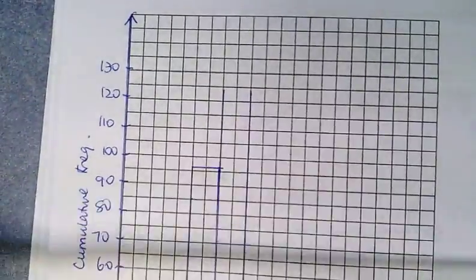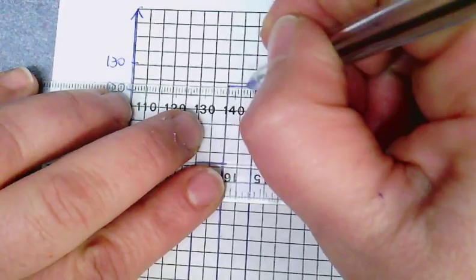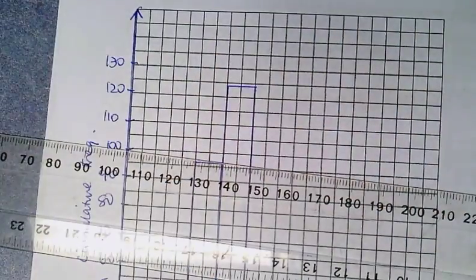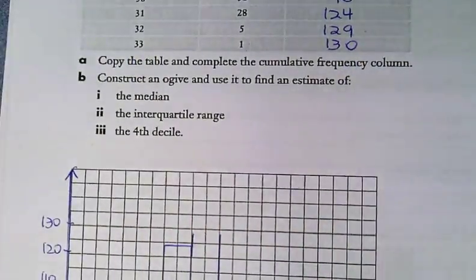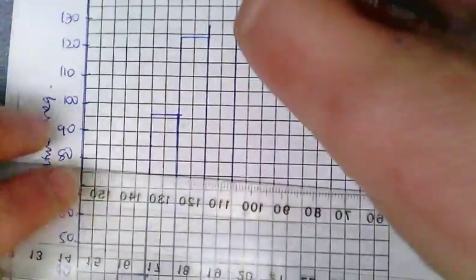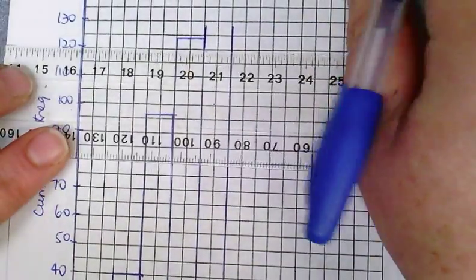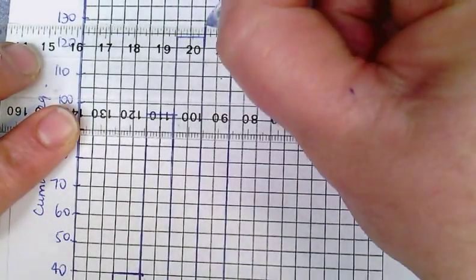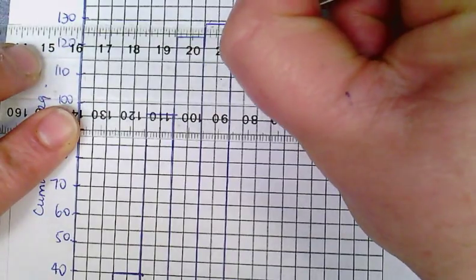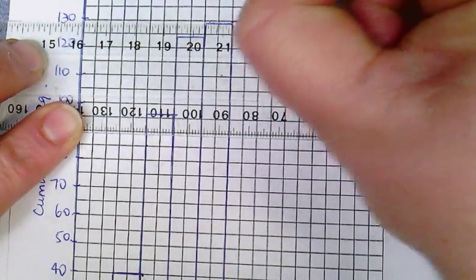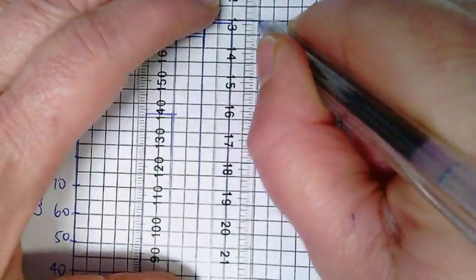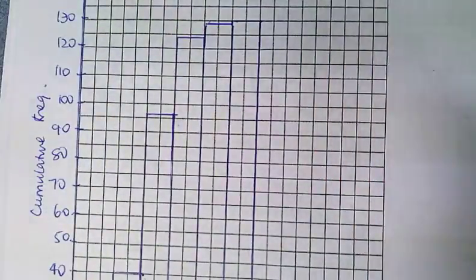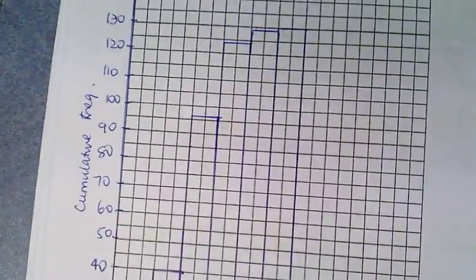So this is for the 31 column. It's 124. And for the 32 column, it's 129, and for the 33 column, it's 130. So just finishing those off, if that's 120, that's 125. 129 is just short of 130. And then the next column is 130, which is exactly on that line. So that's the last column. Okay, that's the cumulative frequency histogram.